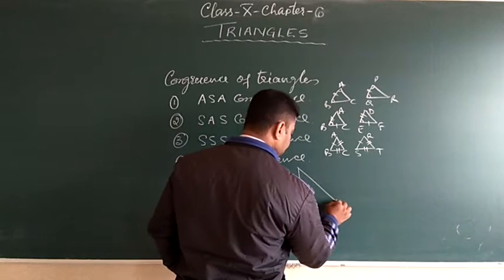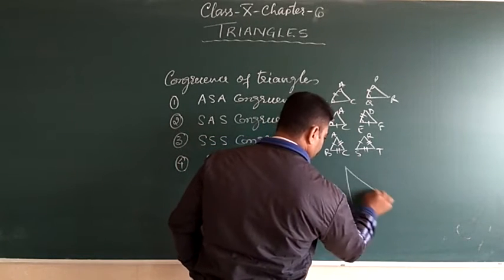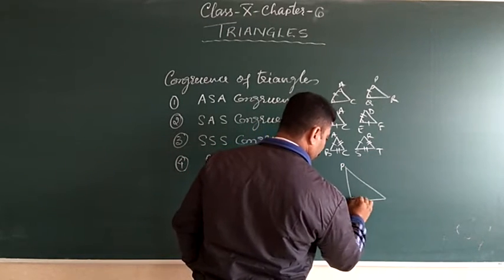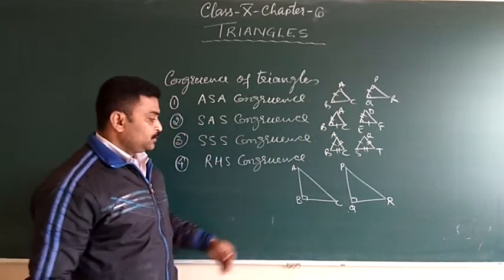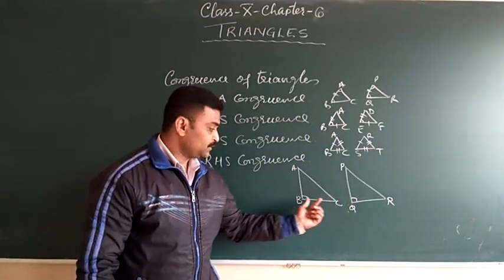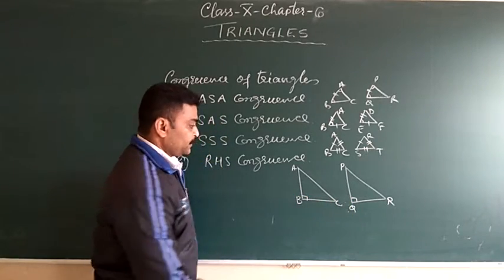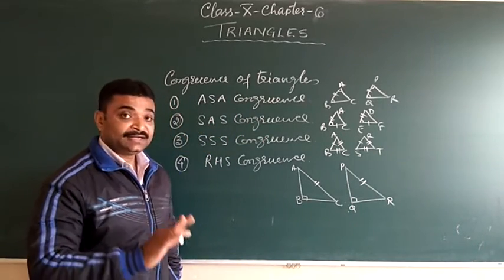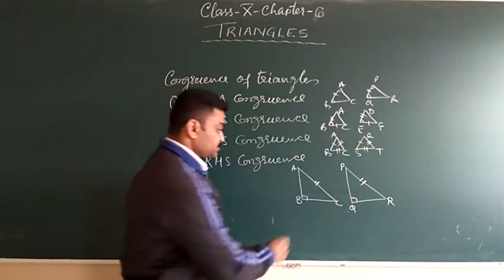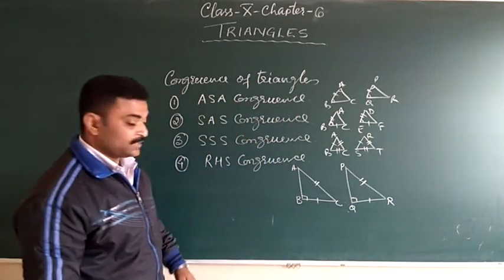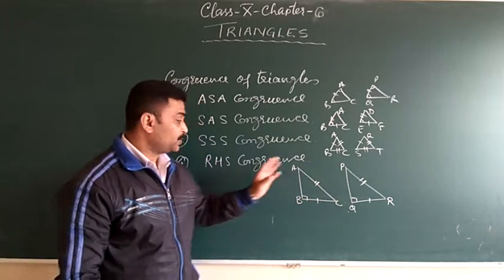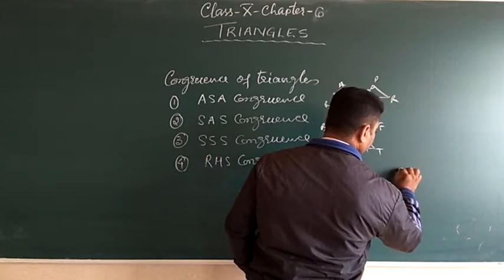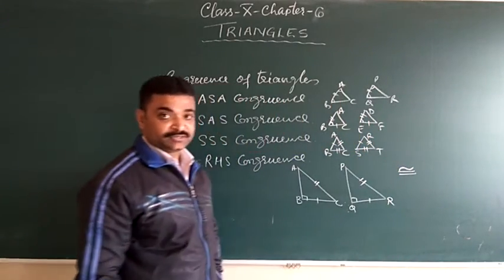So, if two triangles, suppose it is ABC and it is PQR, have the same right angle, that is equal to 90 degrees. This hypotenuse and this hypotenuse, that is AC and PR, if both are equal and any one of these two sides are equal, suppose this side equal to this side, then we say the two triangles are congruent by RHS congruency. Clear? And this was the sign of congruency.